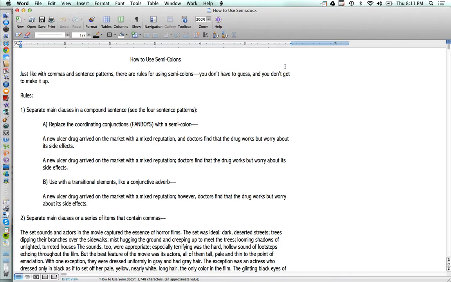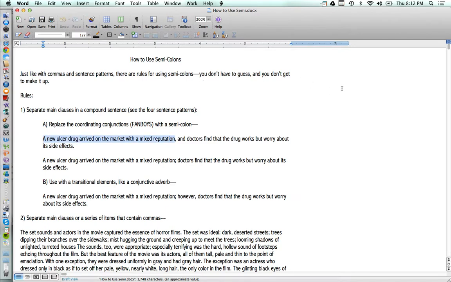And always the comma rule for that is to put a comma before using one of these conjunctions in a compound sentence. The main rule for compound sentences is that there is a complete clause on either side of the conjunction. So this is the conjunction here, comma, and. This is the first clause, which is a complete clause on its own. That means it could stand alone by itself as a sentence. So a new ulcer drug arrived on the market with a mixed reputation. It has a subject and a verb and a complete meaning, which are our rules for a sentence.